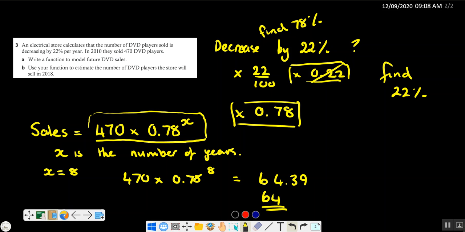Think about it in context. If I haven't sold 65, I haven't got the money for 65. So 64 would be a more reasonable thing. Okay, that one's simple, easy, right?